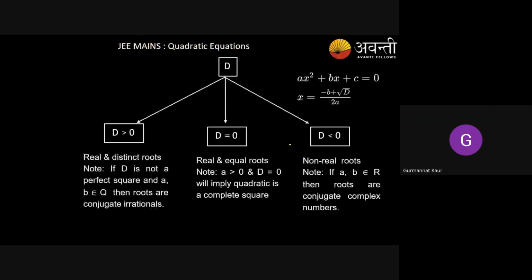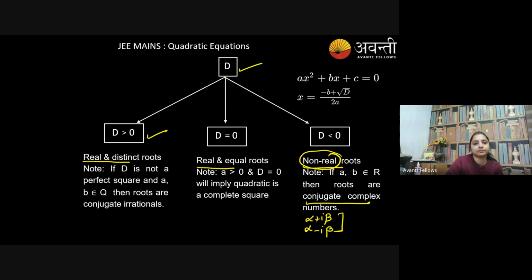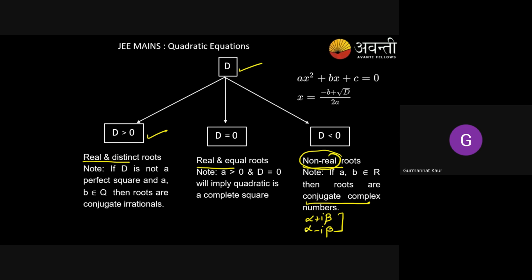So it means for a quadratic equation, to check the nature of the roots, firstly I need to calculate D. If D is positive, then it must have real and distinct roots. When equal to 0, then real and equal roots. When D is negative, then it has non-real roots. And when you are talking about non-real roots, you will have a complex conjugate, that is, one is alpha plus iota beta, and another one is alpha minus iota beta. Clear?